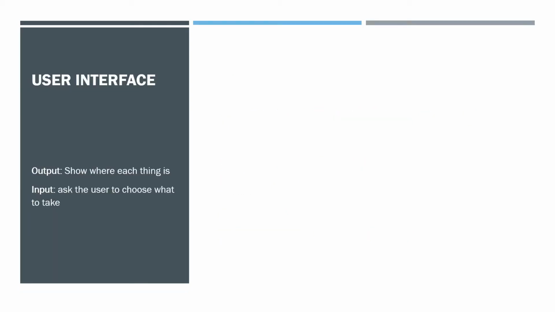Next, we're going to create the user interface. And the user interface has to take care of input and output. Let's think about output first. What does the user need to know? The user needs to know where each of the 4 things are. Are they on the right side of the river or the wrong side of the river? And then I just need them to make one choice to choose which thing they're going to take over the river with them.